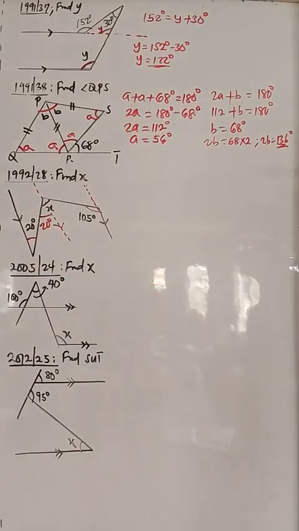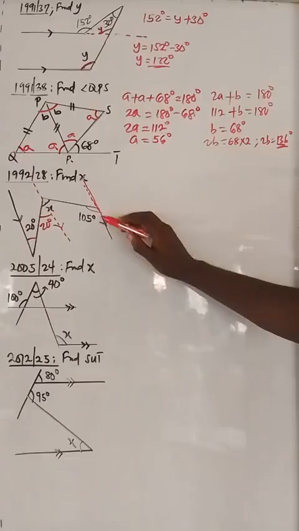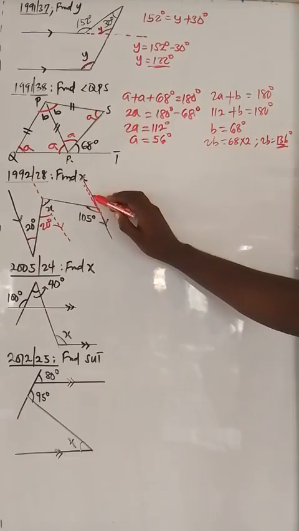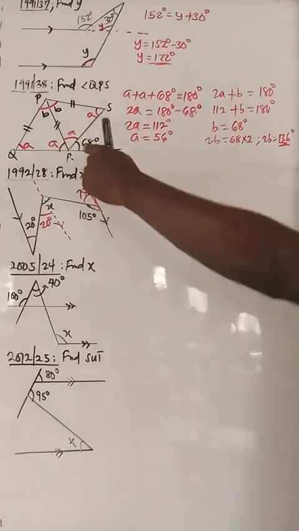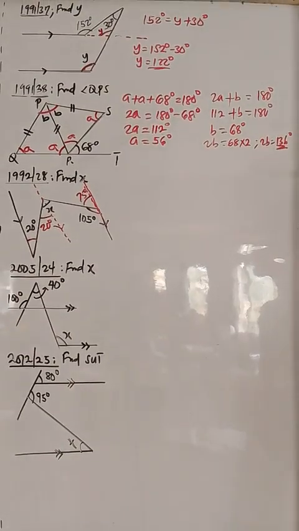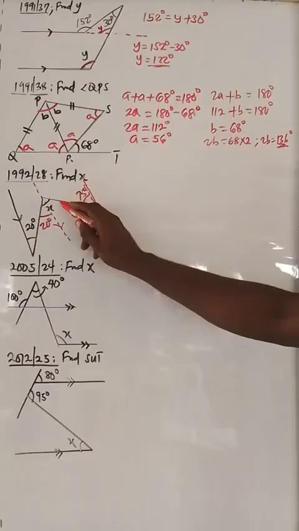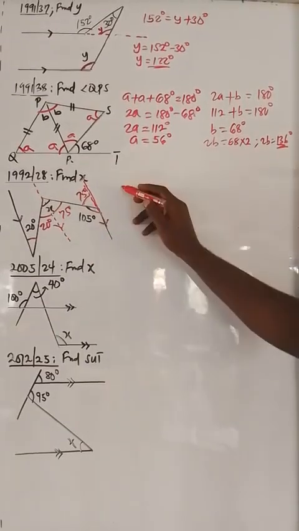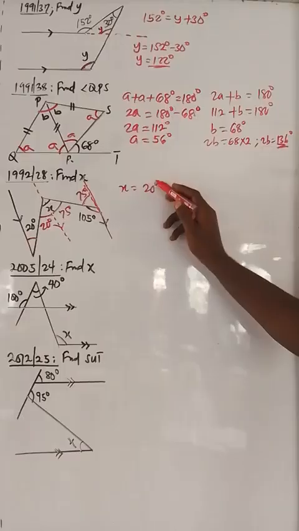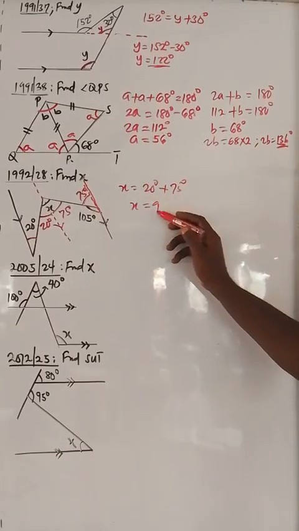Because they are alternate. Now, this is a straight line. If this angle is 105, the remaining angle has to be what? 75. Because angles in a straight line must be 180. Then, if this angle is 75, this angle too is 75 because they are what? Alternate. So from there, it means x equals 20 plus 75. So x equals 95.